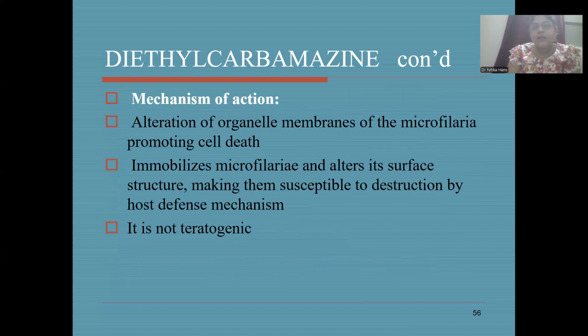Mechanism of action of diethylcarbamazine: it causes alteration of the organelle membranes of the microfilariae, promoting cell death. It immobilizes microfilariae and alters the surface structure, making them susceptible to destruction by host defense mechanisms. It is not teratogenic.